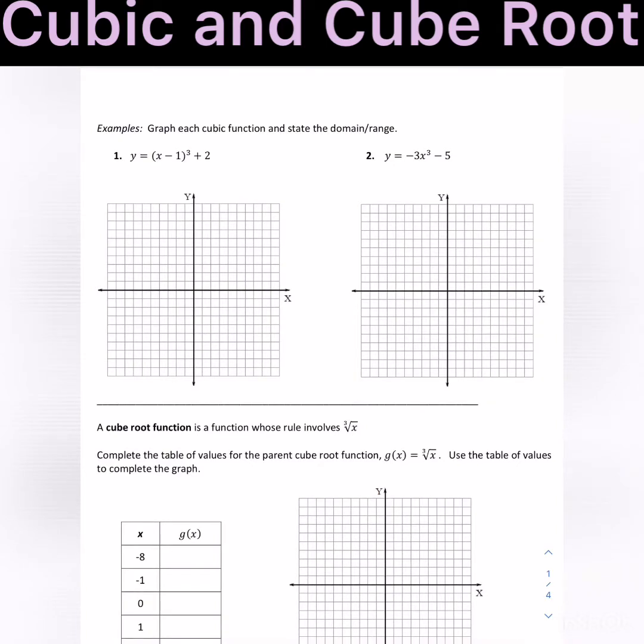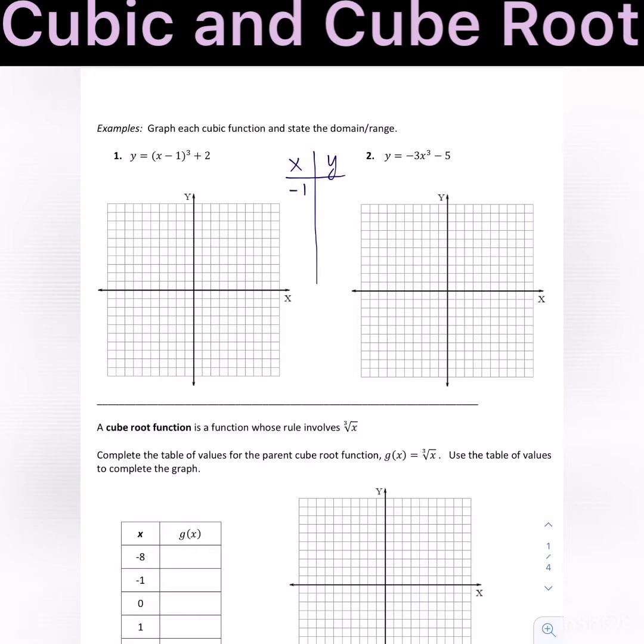First thing I want you to do is go to your table of values and fill in a few good points. Now remember, always choose integer points. You don't want to try non-integers, if you can avoid it. So go ahead and put this into your calculator, and then fill out a table of values.